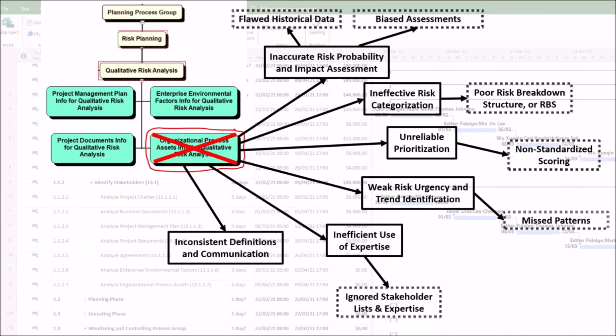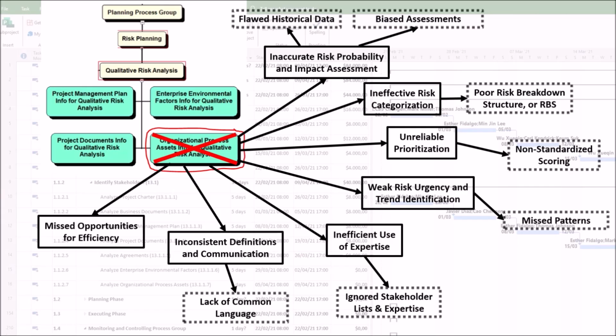6. Inconsistent definitions and communication. Lack of common language. Organizational process assets establish standard risk terminology and reporting formats. Poor analysis leads to inconsistent definitions of terms like high probability or major impact across the team, causing confusion and miscommunication about risk priorities.